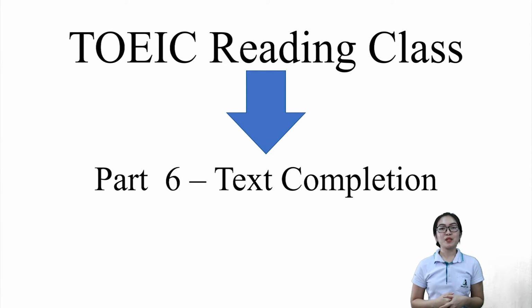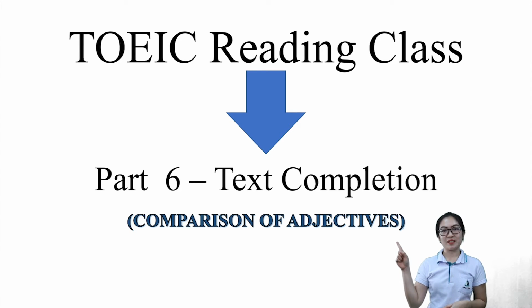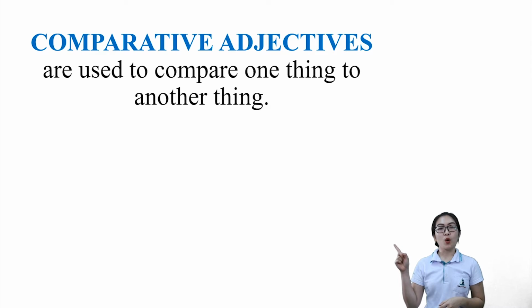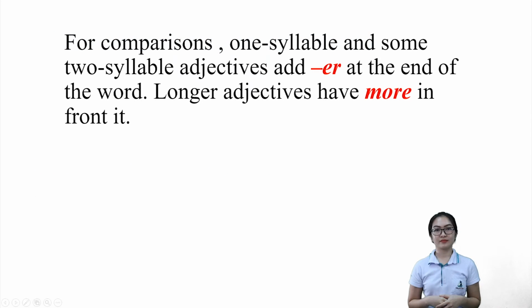In this episode, we will talk about comparison of adjectives. Comparison of adjectives has two categories. First is the comparative adjectives, which are used to compare one thing to another thing. And the other is the superlative adjectives, which are used to compare one thing to a group of things. When comparing, adjectives usually change their forms.